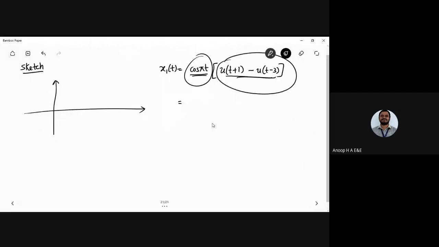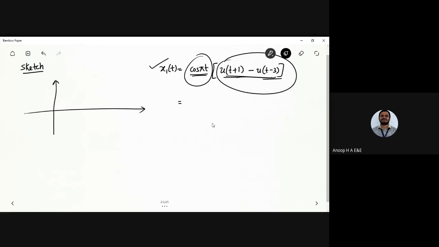Okay. So now I have x1 of t equal to cos pi t, where I have u of t plus 1 and u of t minus 3. Right. Now, how to sketch this signal, that is x1 of t? I have the multiplication of two signals, that is cos pi t, and the unit step function, which is u of t plus 1 and u of t minus 3.